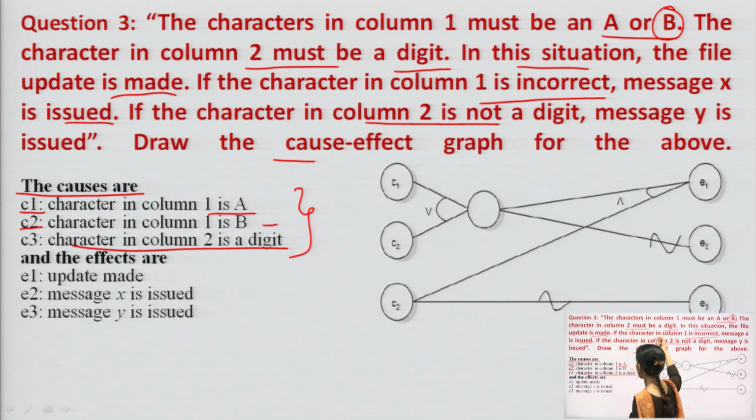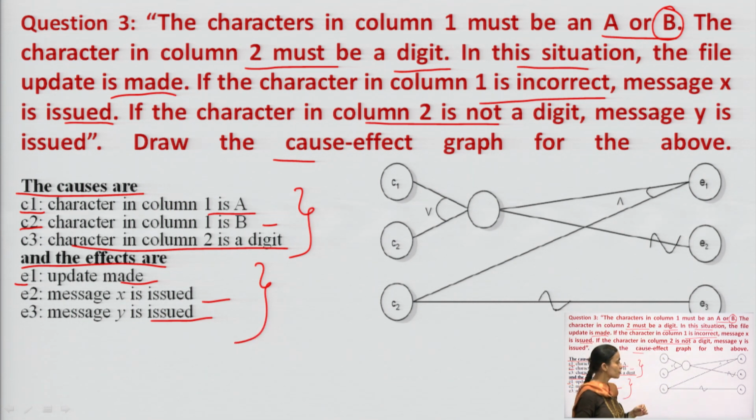Now the effects are given to us, so we will write them. E1, the first effect, is that the update is made. The second effect is an error: if column 1 is incorrect, then message X is issued. The third effect is that message Y is issued. So these three effects can be there.